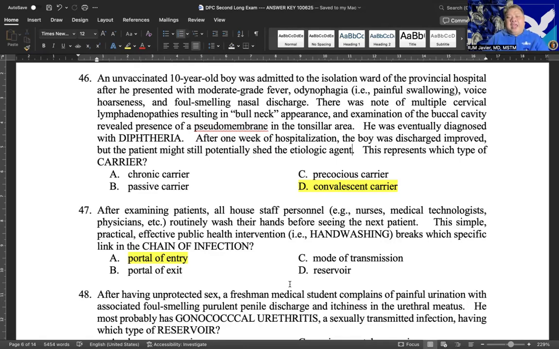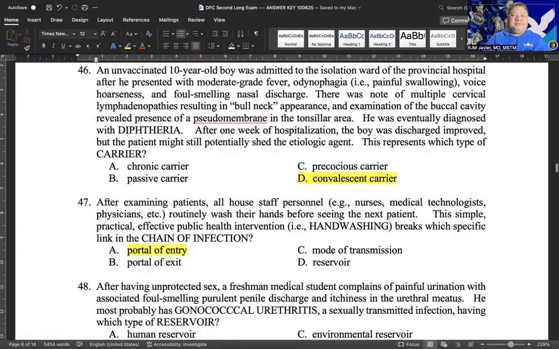to my slide deck, you will notice that hand washing is something that can be implemented across various links of the chain of infection. However, the scenario says that the health staff personnel would wash their hands before seeing the next patient, hinting that this possible etiologic agent has not yet successfully entered the susceptible host, indicating that what you are trying to break here is the portal of entry, choosing from the best possible answer among the options.